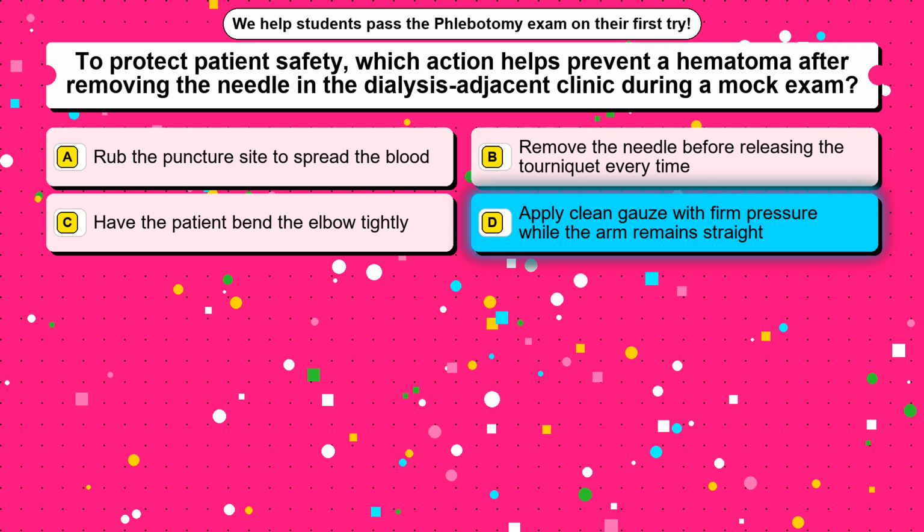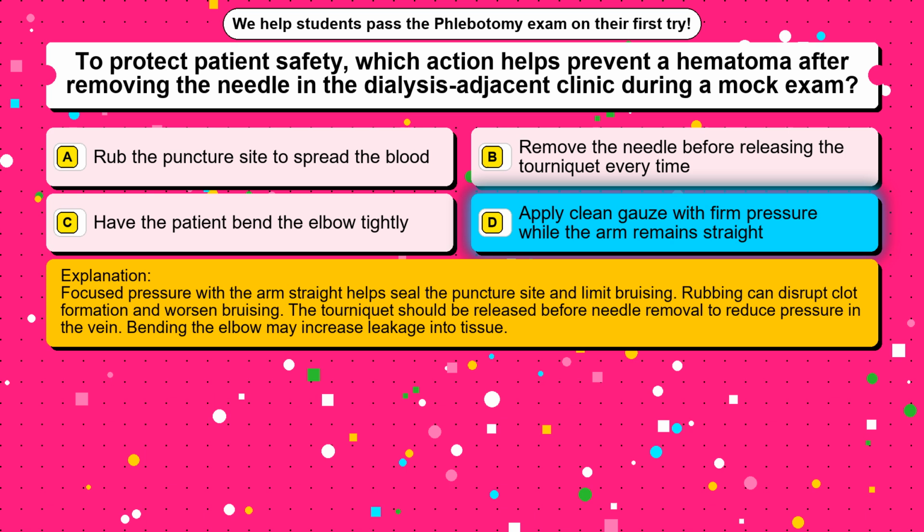Apply clean gauze with firm pressure while the arm remains straight. Focused pressure with the arm straight helps seal the puncture site and limit bruising. Rubbing can disrupt clot formation and worsen bruising. The tourniquet should be released before needle removal to reduce pressure in the vein. Bending the elbow may increase leakage into tissue.